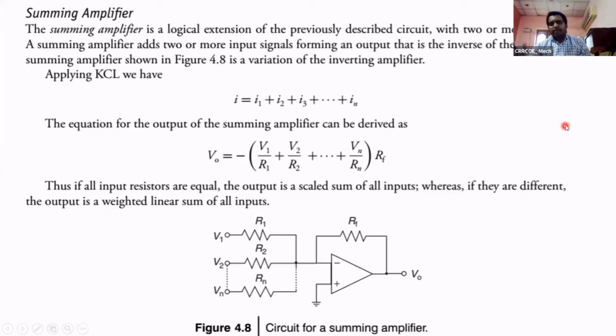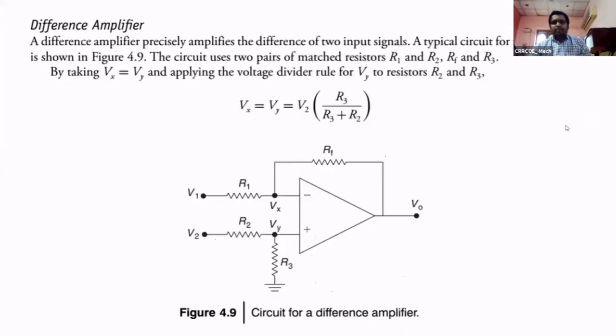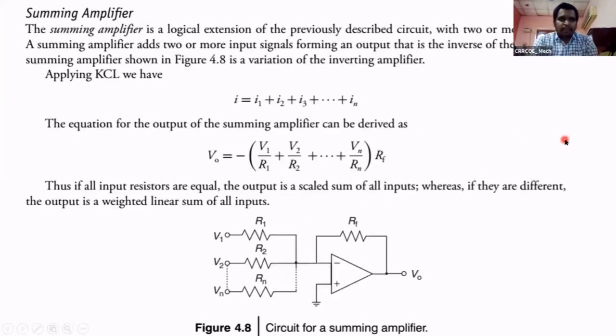Next one, the summing amplifier. The next linear circuit of the op amplifier is the summing amplifier. This amplifier is used for summation. Already I told you, operational amplifiers in olden days were used for doing mathematical operations like addition, subtraction, integration, differentiation. Now see the operational amplifier circuit for addition.